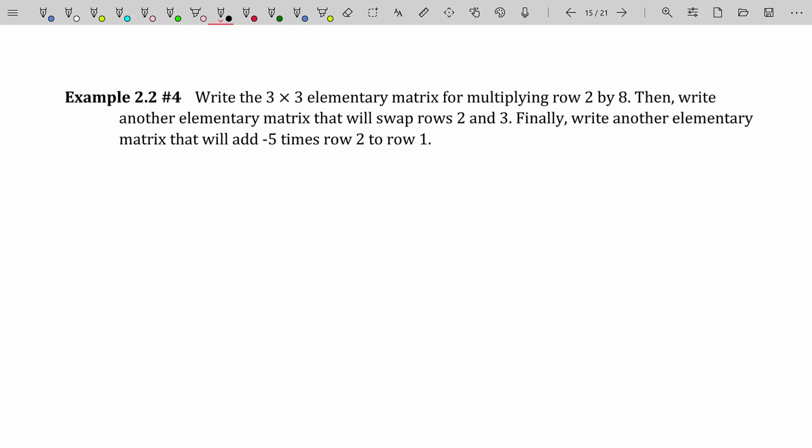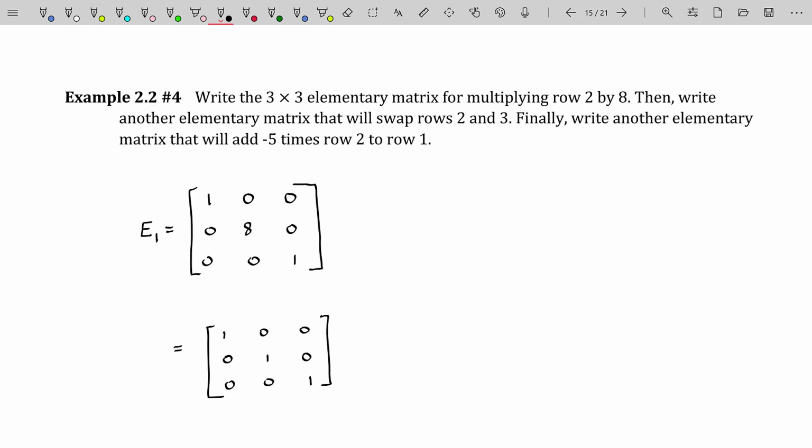Let's write a 3x3 elementary matrix for multiplying row 2 by 8. There's our original identity matrix. We're going to multiply row 2 by 8. I'll call that E sub 1 just for this problem. Now let's write a different elementary matrix that will swap rows 2 and 3. There's my identity matrix. Now if I swap rows 2 and 3, I'll call that elementary matrix E sub 2.